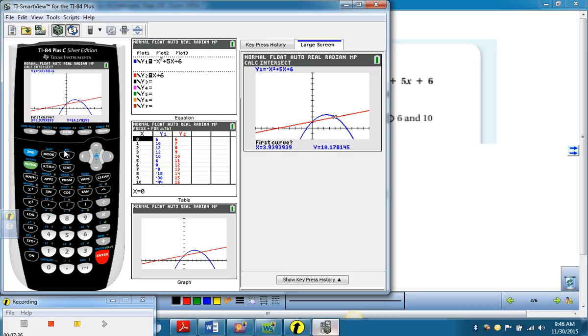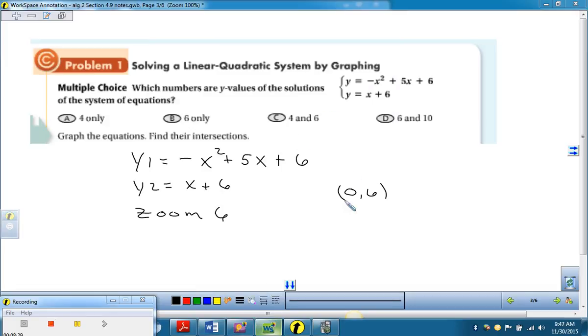It says second curve. We hit enter. And now it says yes. We hit enter one more time. And what is that point? 4, 10. So our second intersection point is 4, 10.